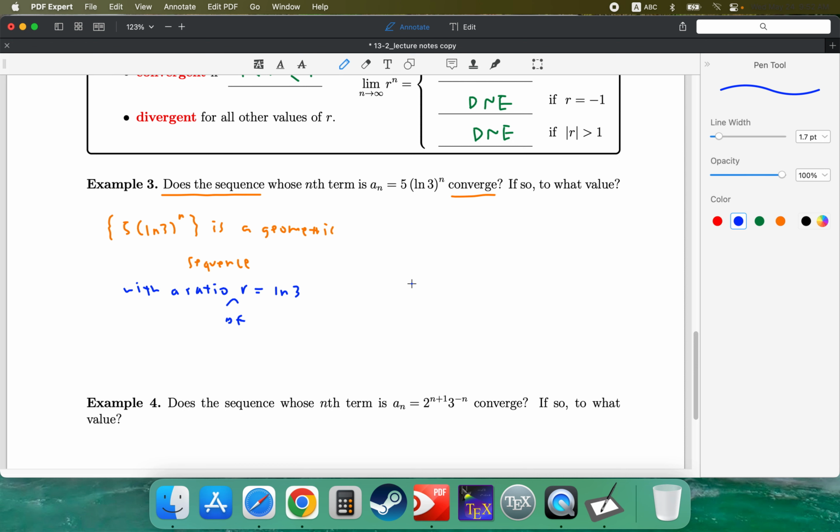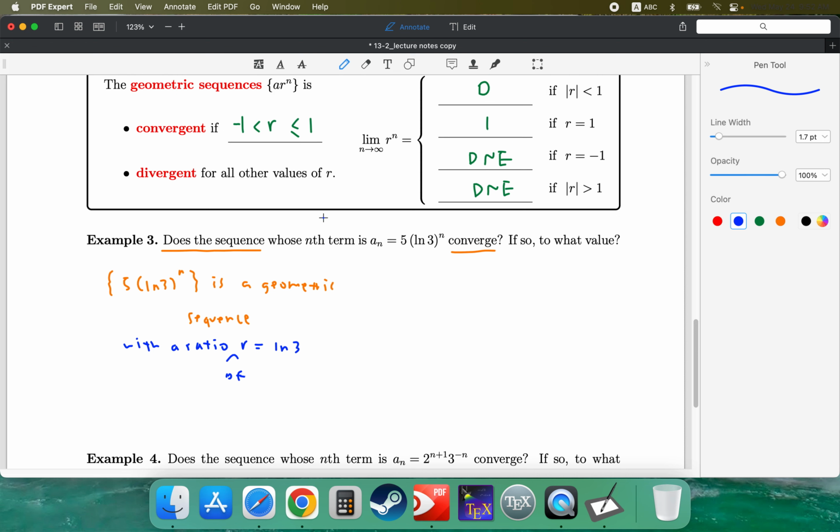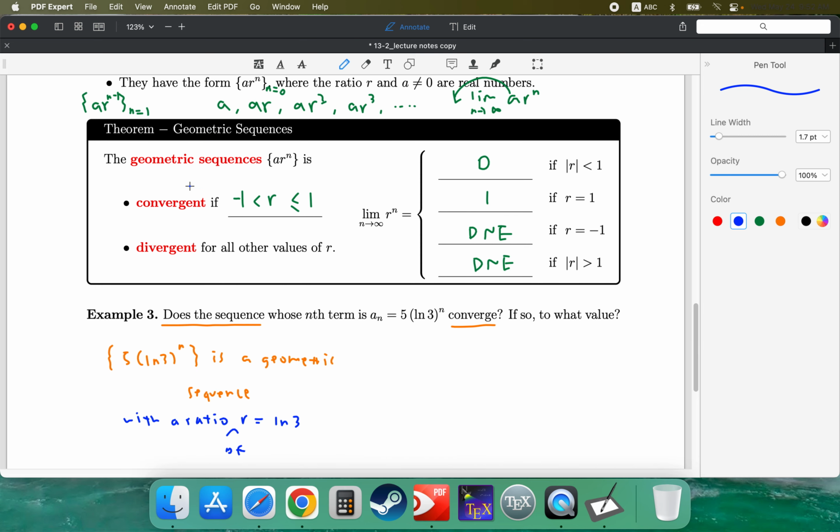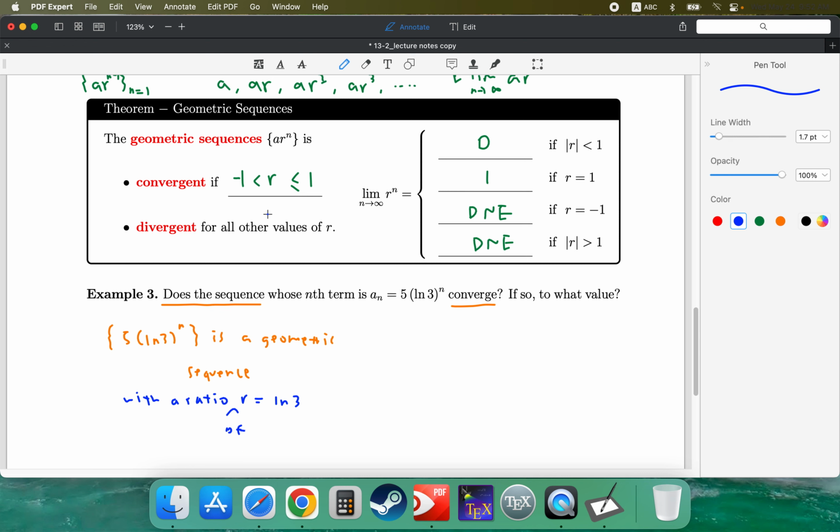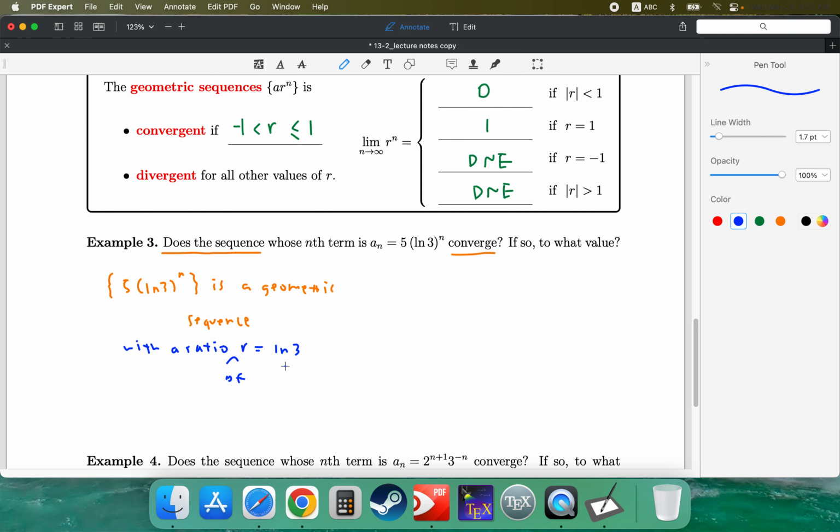Okay, now we have this very convenient conclusion for geometric sequences. To determine whether a geometric sequence is convergent or divergent, all we need to do is take a look at the ratio. So now we want to take a look at our ratio, natural log of 3.